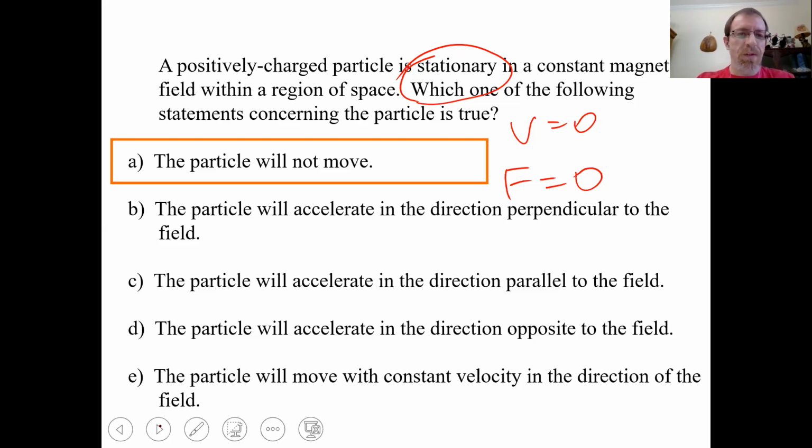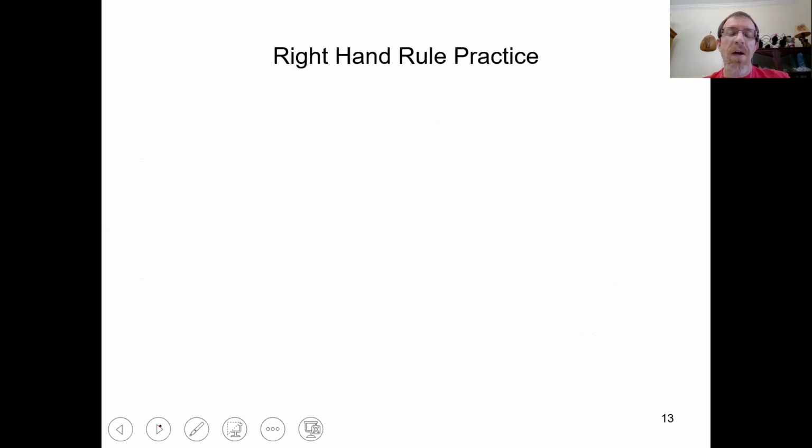All right, let's see here. What's next is a bunch of practice with this right-hand rule. So we'll save that for the next video, though.